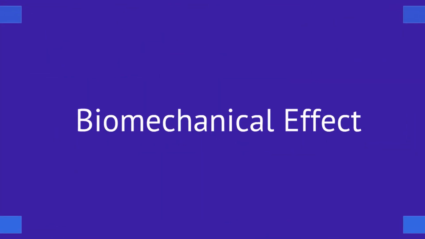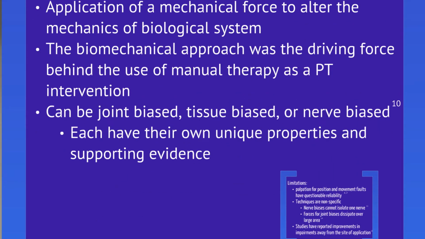So the biomechanical effect. The biomechanical effect is kind of the foundational idea of why we use manual therapy as a PT intervention. That is, things aren't moving or they're sore, and you get those joints moving, and that returns to normal function. So biomechanical force is an application of a mechanical force to alter the mechanics of a biological system. From the biomechanical approach, things can either be joint biased, tissue biased, or nerve biased. And they all have their own unique properties and supporting evidence.